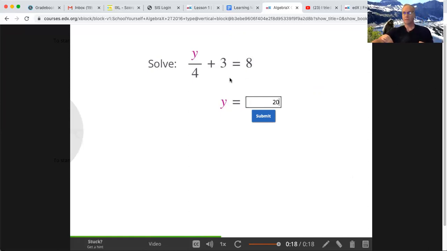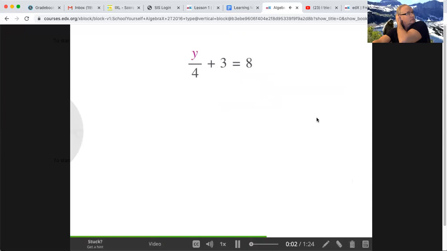You should subtract 3 from both sides and then multiply by 4. To eliminate the 4 in the denominator, you're going to multiply by 4 on both sides. Nicely done. There were a few different ways you could have solved this.